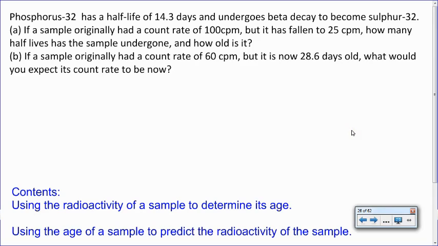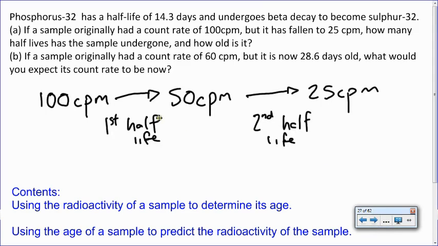So let's have a look at a couple of examples. We've got phosphorus here, and the question gives us some information at the top. I'll let you read that. So if we try the first one, question A, the first thing we need to do is write down the count rate. So 100 counts per minute, and we know that after one half-life this will have halved to 50, and then after another half-life it will have decreased to 25. So each of these arrows here is representing a half-life.